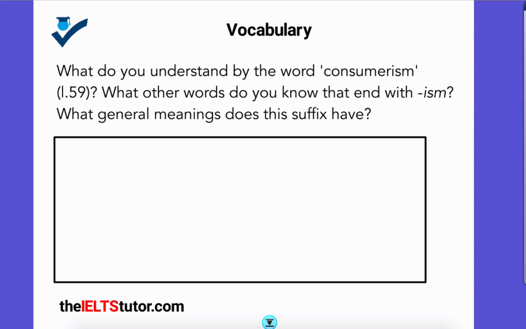Right. Now, consumerism basically means the desire to acquire consumer goods and use services. Okay? So consumerism is that desire to buy things or to buy services. So consumerism is also a sort of a lifestyle. Okay, so you can say something like, we live in a consumerist society.